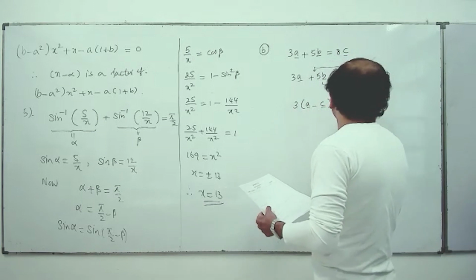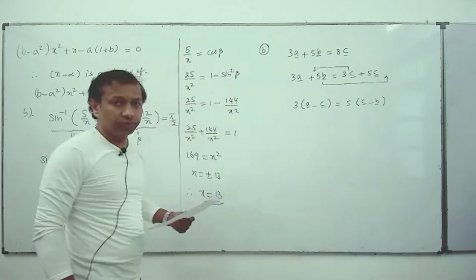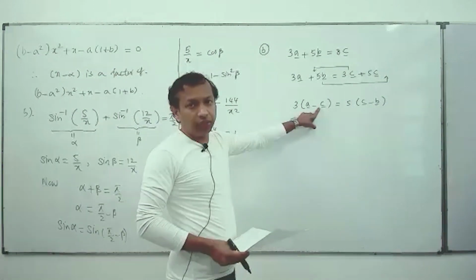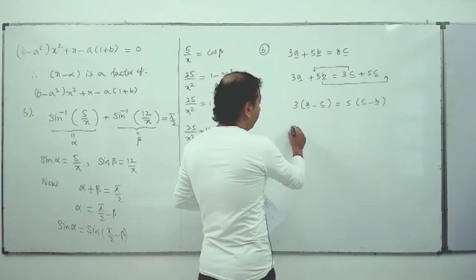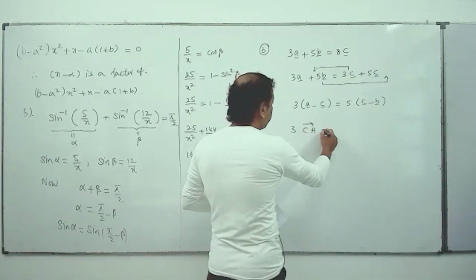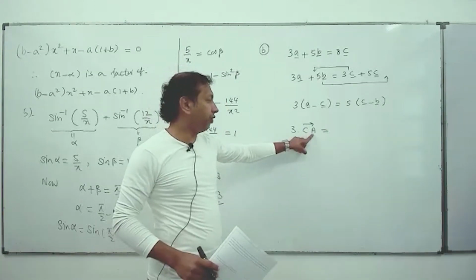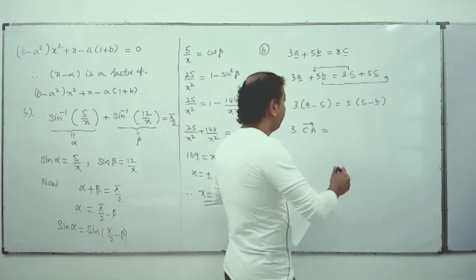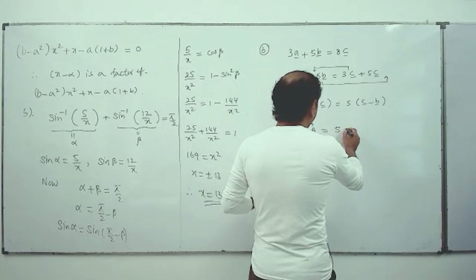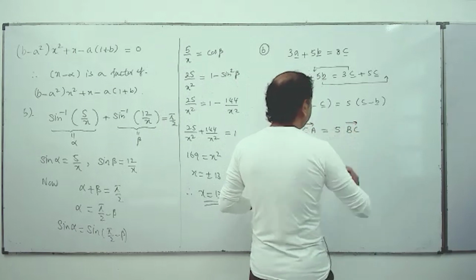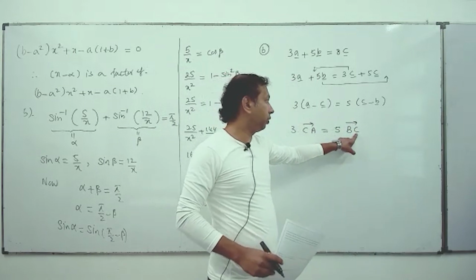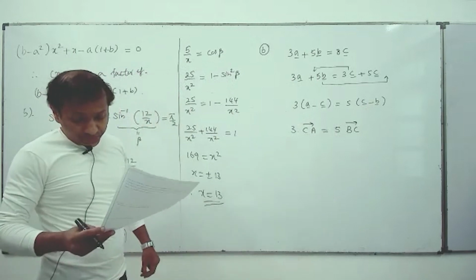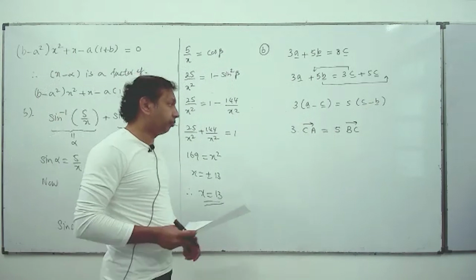Now what is this? A minus c means what, people? A minus c is the CA vector, no? 3 times the CA vector. Correct, no? When you write the CA vector, second letter position vector minus first letter position vector we write. This one is BC. Second letter position vector minus first letter position vector we get. Okay. Now what is the next question asking then? Show that A, B, C are collinear. Correct, no?